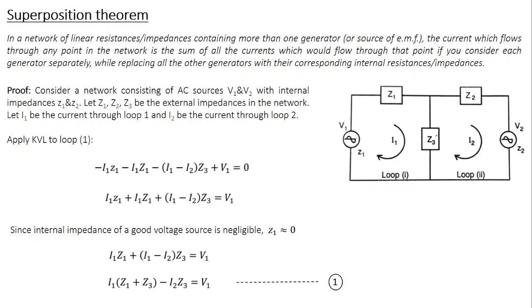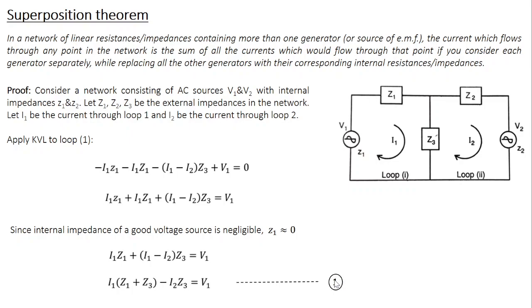Now, if you are considering a very good voltage source, almost like an ideal voltage source, then we know that its internal impedance is negligible. So for all practical purposes, you can approximate small z1 to be 0. Then your equation gets modified as I1 capital Z1 plus (I1 minus I2) Z3 equal to V1. Clubbing all the I1 terms together, you get I1 into (Z1 plus Z3) minus I2 Z3 equal to V1.